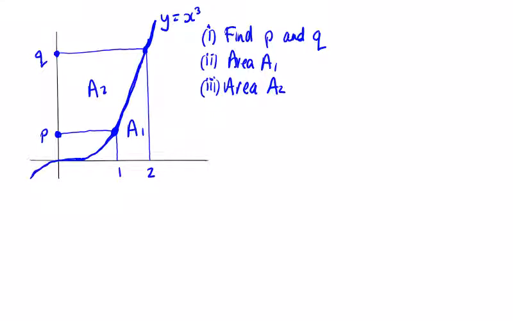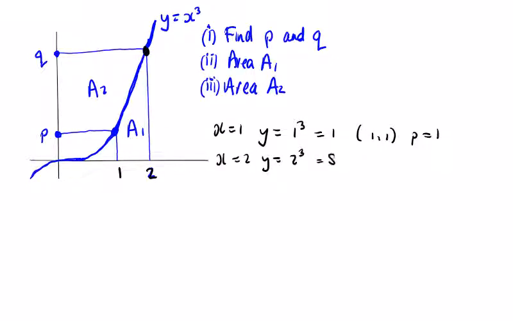In this question, we're given the curve y is equal to x cubed. To find p and q, we're given these values 1 and 2 on the x-axis. So at x equal to 1, y is equal to 1 cubed, which is 1. So that's the point 1, 1. So p equals 1. And at q, x is equal to 2. So x equals 2, y is equal to 2 cubed, which is equal to 8. So that's the point 2, 8. So q is equal to 8.